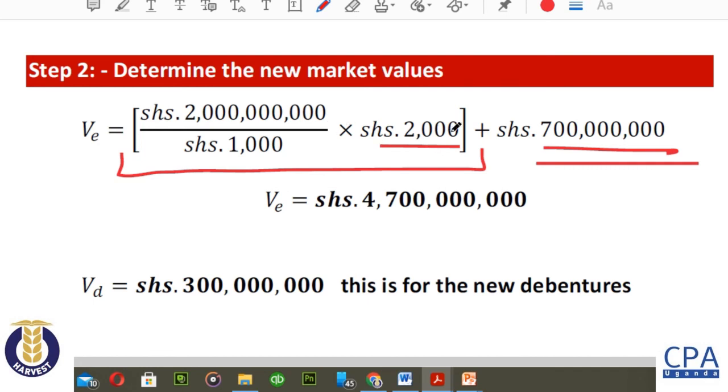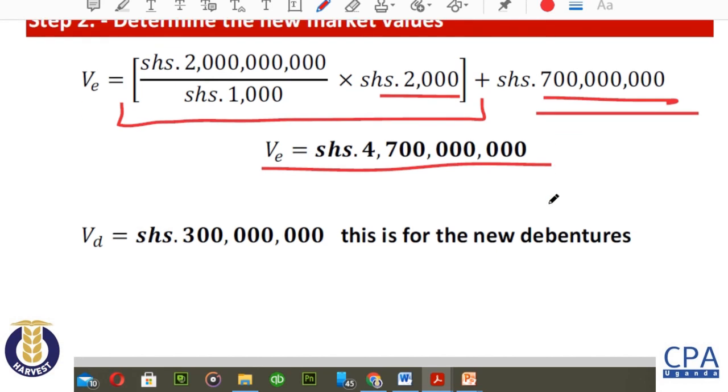But try to take note of this, that the existing amount of ordinary shares are supposed to be valued at the new price of 2,000, and if the new funds that we are raising are in market value terms, you don't need to convert them. So we come up with a value of equity of 4.7 billion.